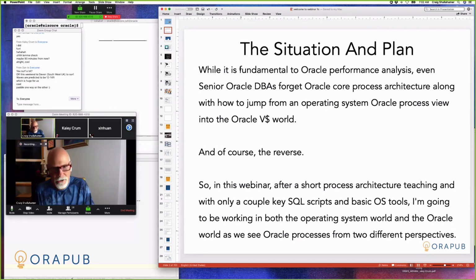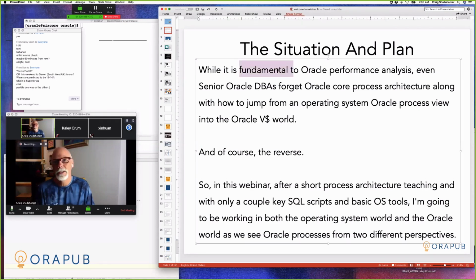So this is fundamental stuff. Every Oracle DBA needs to know this, and I think most of us are taught part of what I'm going to talk about. But the SQL that I'm going to show you at the end is pretty cool. It's not rocket science, but it's pretty nice. Really what I want us to be able to do is go from the OS into Oracle, and then from Oracle into the OS, as well as understand Oracle's architecture so we know what we're looking at. So this is the reverse. We've got to be able to go back and forth.